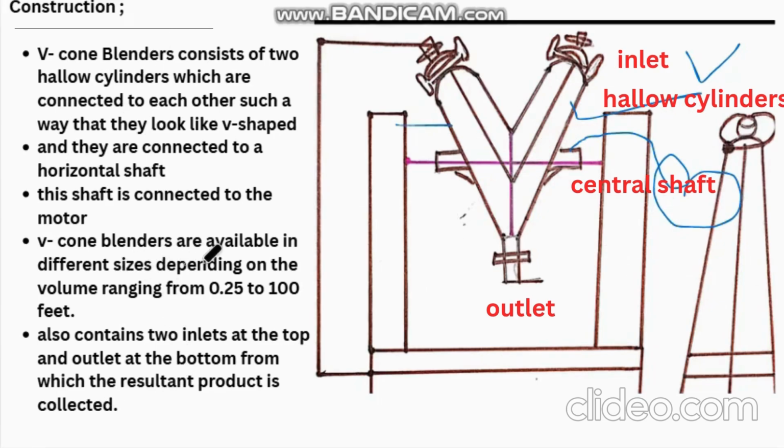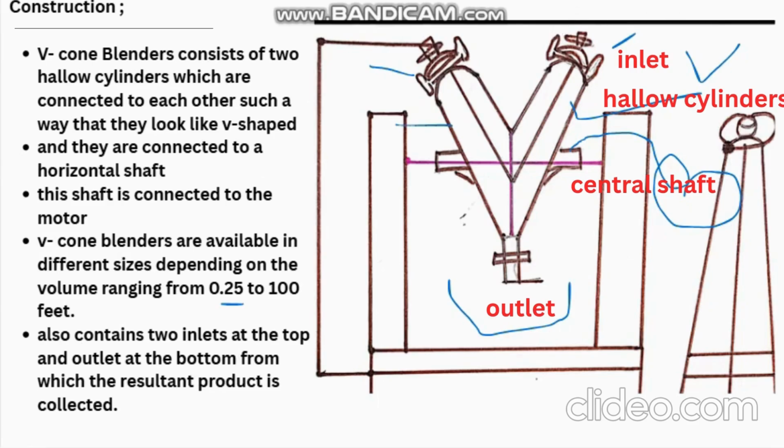Then this shaft is connected to the motor, through which we can achieve the rotation of this V-cone blender. These V-cone blenders are available in different sizes depending on the volume, ranging from 0.25 to 100 feet.